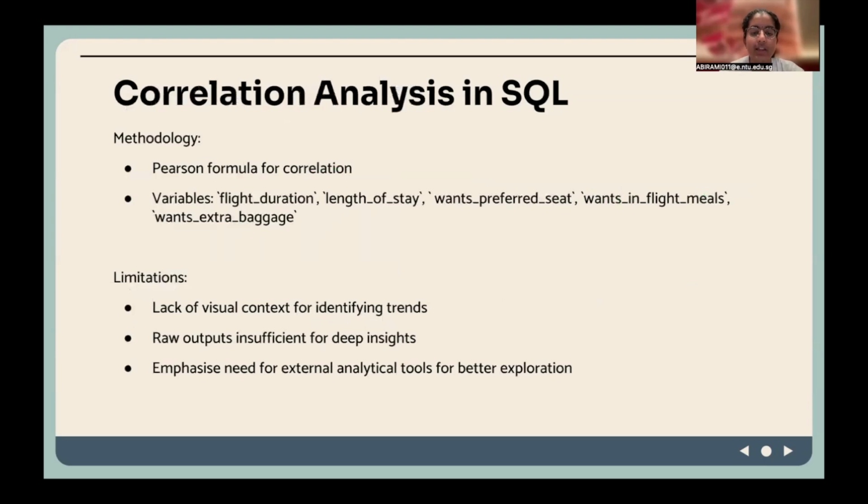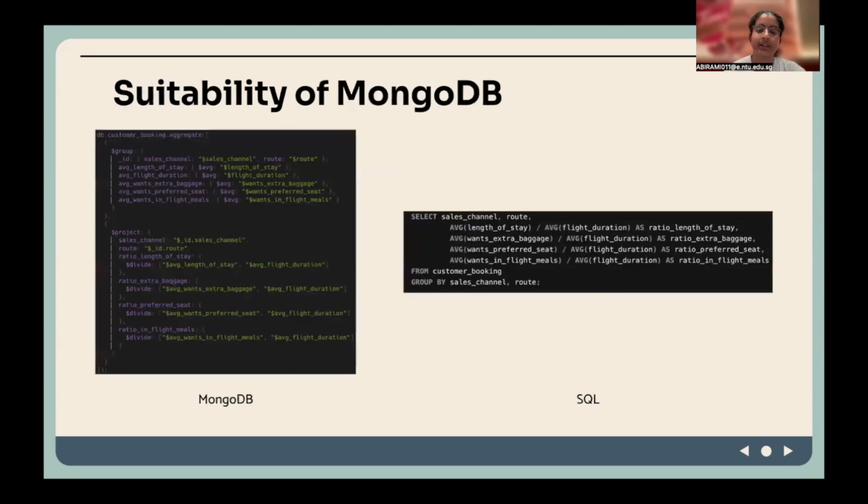However, due to the large dataset and absence of visual context, the raw numerical outputs were insufficient for identifying meaningful trends. This highlighted the need for external tools for deeper analysis. Before we look into external methods for visualization, we tried MongoDB first. Although MongoDB could theoretically be used for the first part of the question, which is calculating the ratios, it is less efficient than SQL for tabular data.